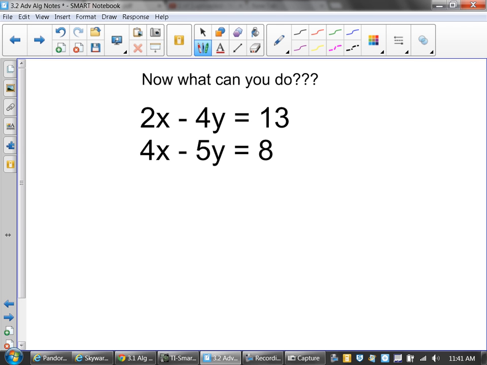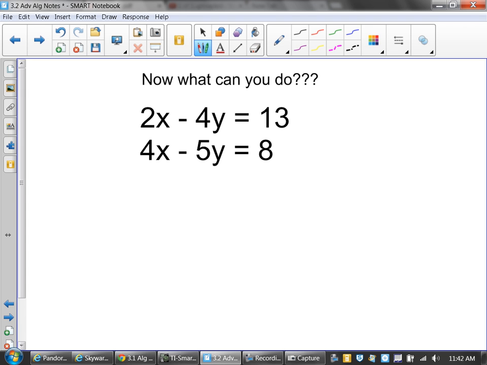2x minus 4y is 13. 4x minus 5y is 8. If you solve for x on this, you're going to get a real awful looking fraction, aren't you? Don't you just subtract the top from the bottom? Couldn't you just divide by 4 on the bottom? If you do that, then you have to deal with fractions.